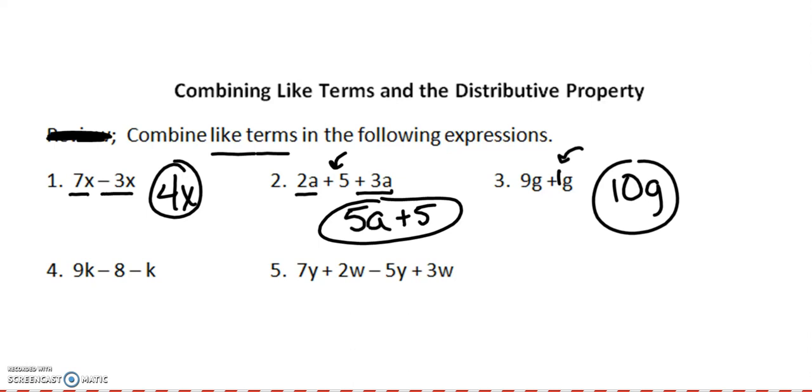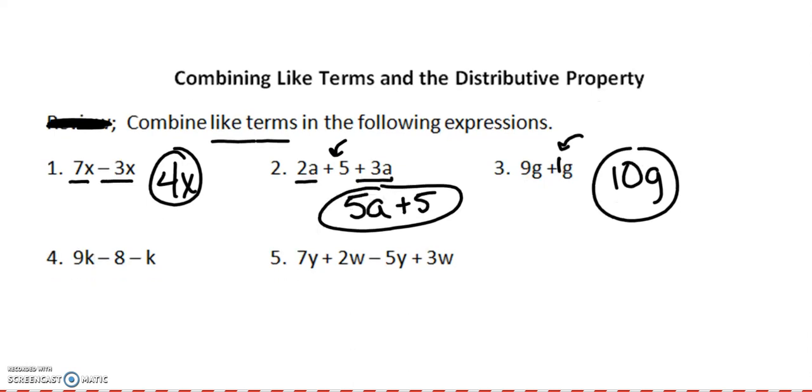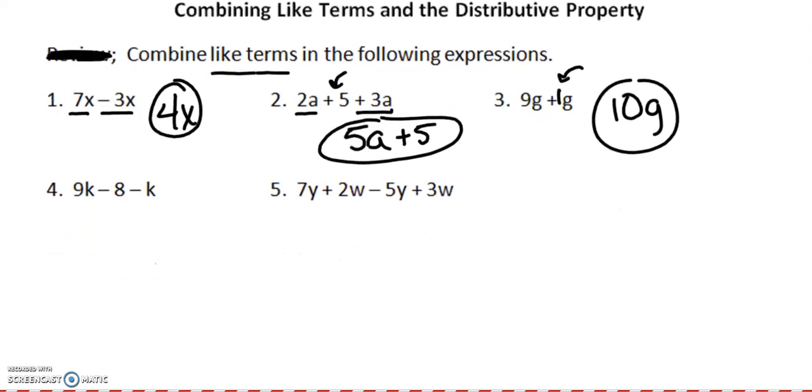Number 4, whatever sign is right in front of the coefficient or the variable is what you want to do with it. So when I look at the 9k, it's positive. And when I look at the other k, the 1k, it's actually a minus 1k or a negative 1k. You can think of it both ways. Combining always means add. So I'm going to do 9k plus negative 1k, which is 8k.